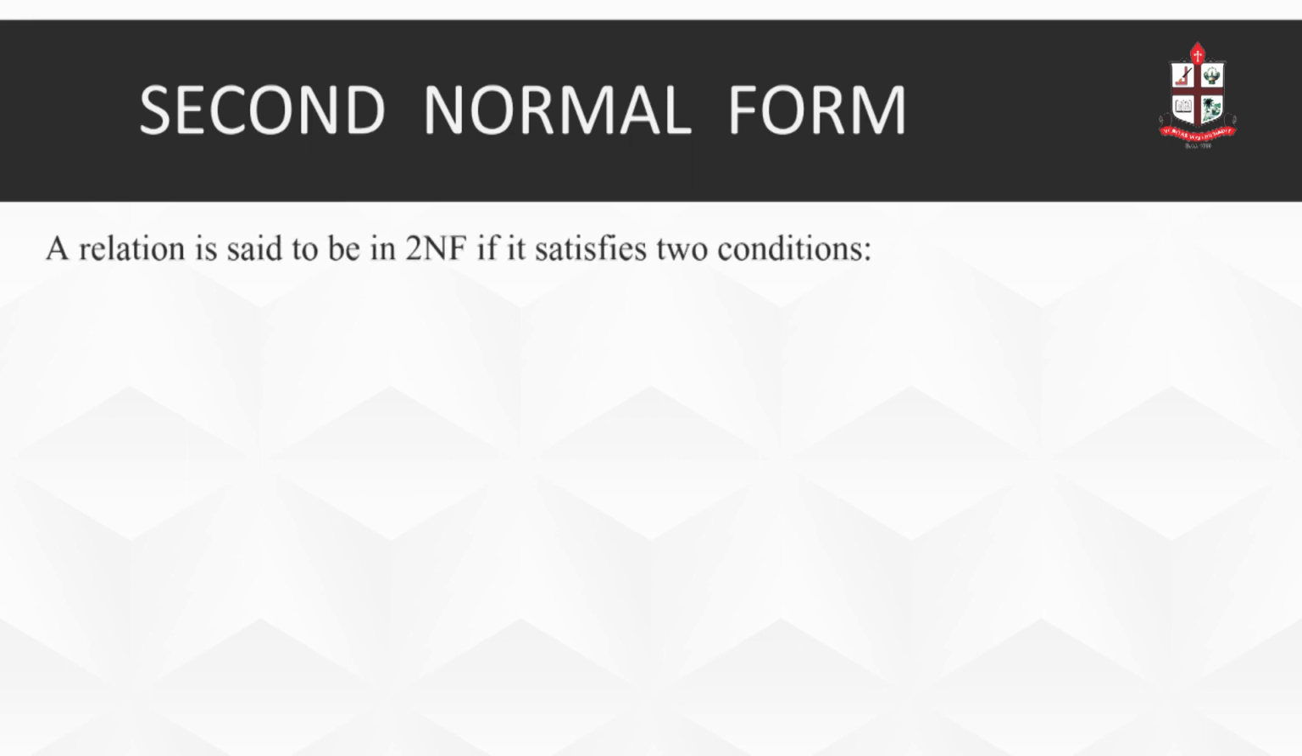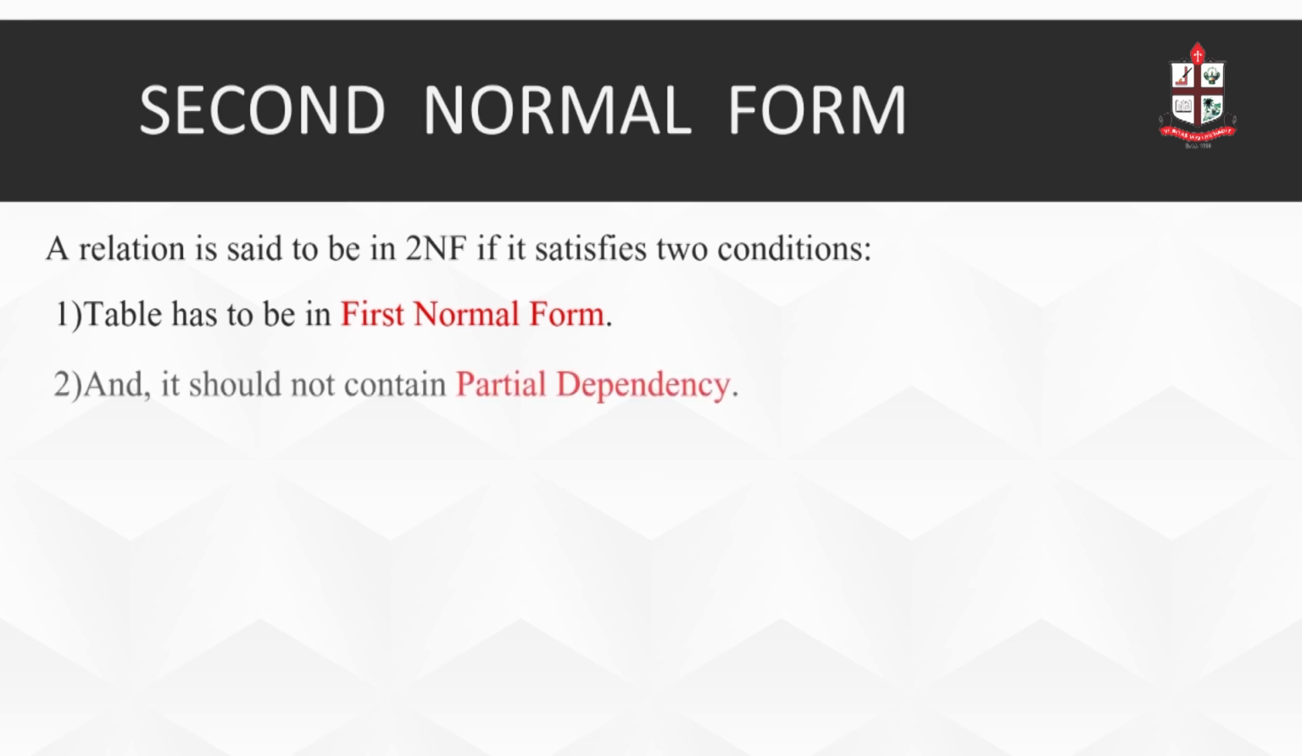Second normal form is used to remove data redundancy. What is second normal form, or how can we convert a relation to second normal form? A relation is said to be in second normal form if it satisfies two conditions. First one, the table has to be in first normal form, and the second one, it should not contain partial dependency.